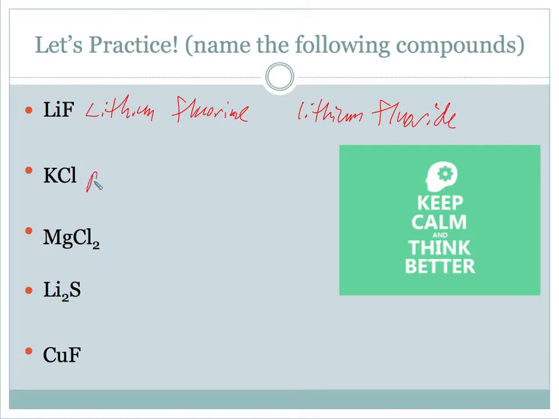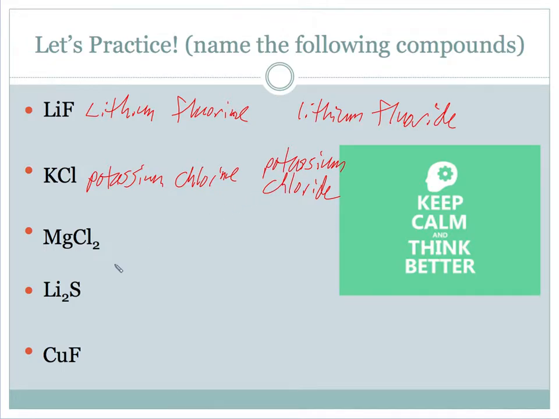KCl. K is potassium. Cl is chlorine. Change the ending to IDE. This becomes potassium chloride.